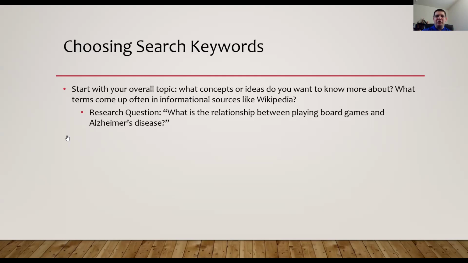And maybe there are really useful articles that don't talk about that in those terms. So maybe the title of the article you really want to find is chess and dementia, but neither one of those is in the research question. So instead of just putting in the question itself, Google is not the computer from Star Trek, you need to think about concepts and ideas. Here are some for this one.